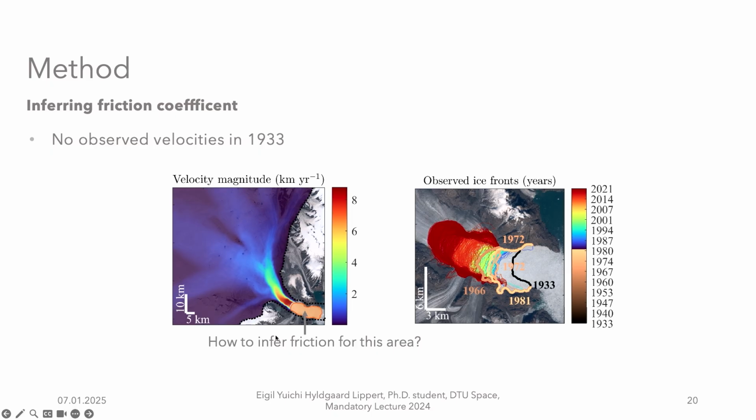One of the huge issues with this work, or what I really struggled a lot with to get to work, was that since I have no observed velocities, as I just mentioned, I cannot invert for the friction coefficient in the past. At least not with the methods I had available at the time. But I still had to take care of this area of the domain, which is now ocean, but used to be ice covered. So basically I don't have any friction here, but I need some friction for the model to work. This is an extrapolation problem, and I needed to figure out how to solve this somehow.